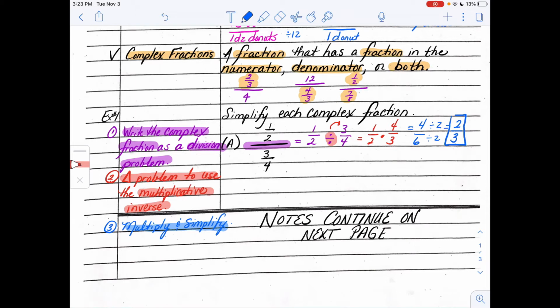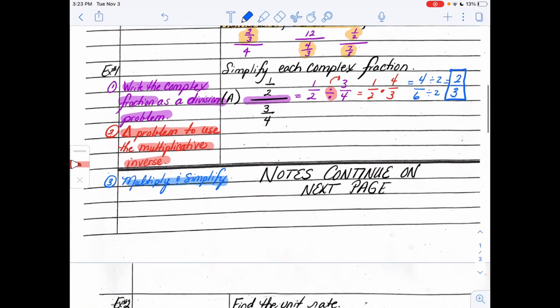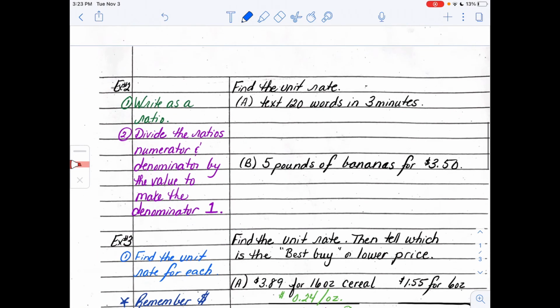So my answer for that complex fraction is 2/3. So we're going to work with complex fractions, but we're also going to be using our unit rates. So in example 2, I'm saying let's find our unit rate. So the first thing I need you to do is to write it as a ratio.